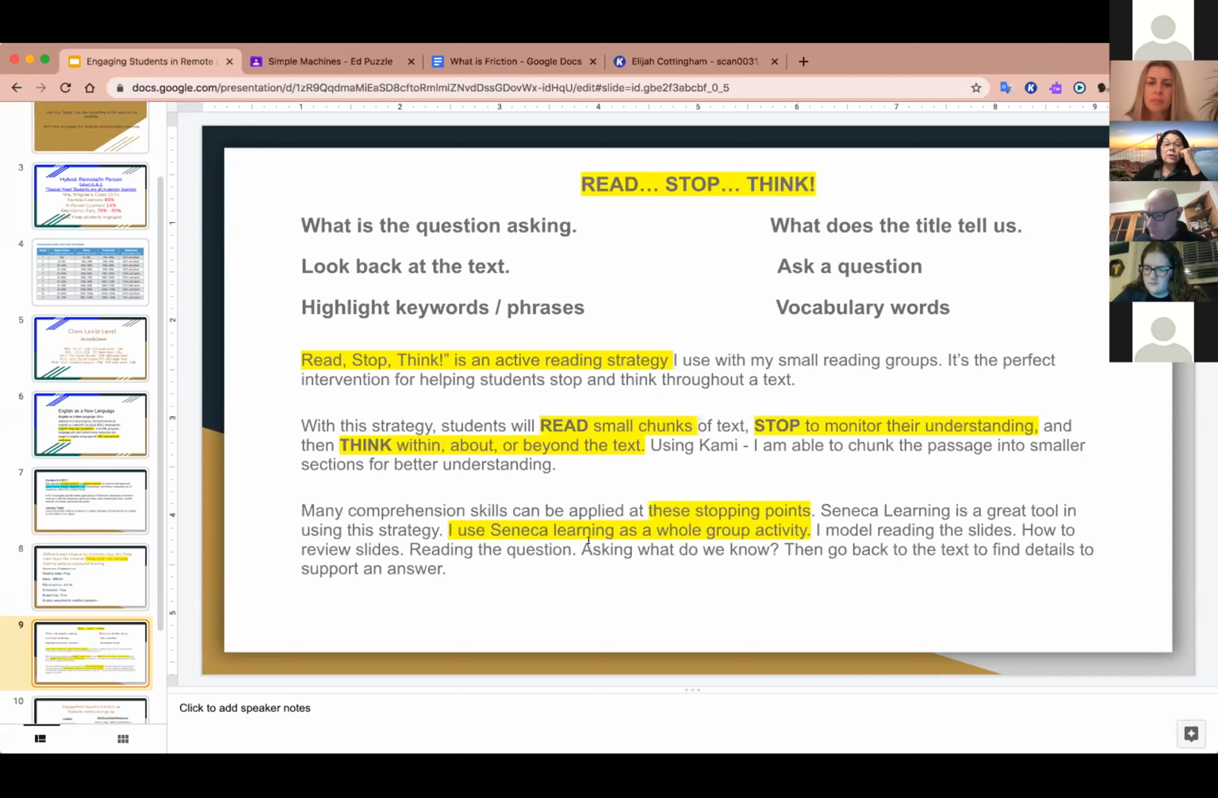I use Seneca Learning as a whole group. I feel that Seneca Learning is exactly what we do here. There are 3 slides, and then we read those 3 slides. There's a question, but we can go back. Let's go back to slide 1. Let's go back to slide 2. Where is the information that we need? I find Seneca Learning to be very helpful too. However, the reading level is way too high for my students, so that's why we do it as a whole group activity. I read it, or we use the read to text tool, and then they answer the question.